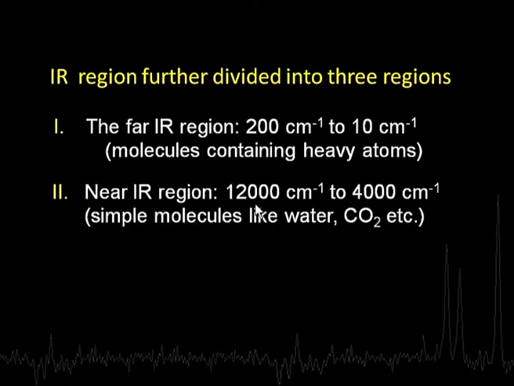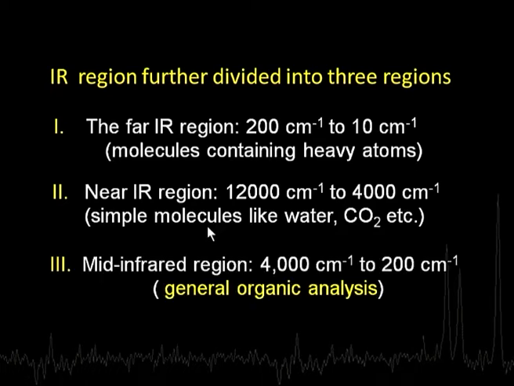Similarly, the second region is called the near IR region. This is the one just next to the red in the visible range, about 12,000 to 4,000 centimeter inverse. Here again simple molecules like water and carbon dioxide absorb radiation. This does not really fall in the domain of an organic chemist to use as a regular tool. This is used by environmental scientists. For an organic chemist, the important one is the mid IR region, extending from about 4,000 centimeter inverse to about 200 centimeter inverse. That is the broad range in which organic molecules absorb.